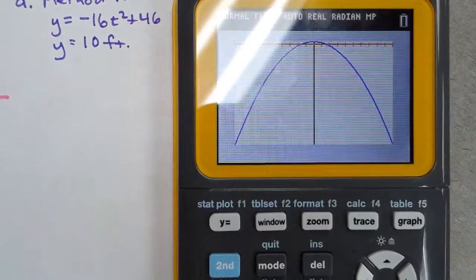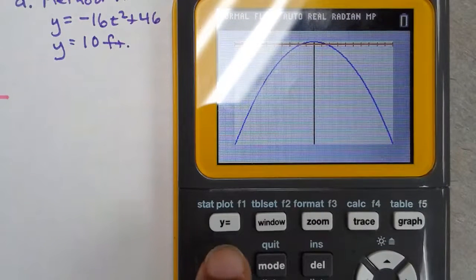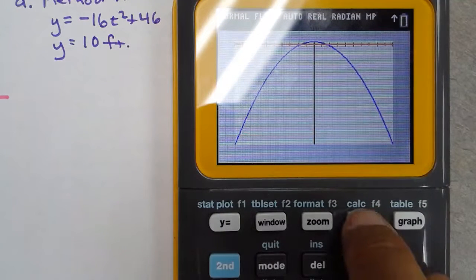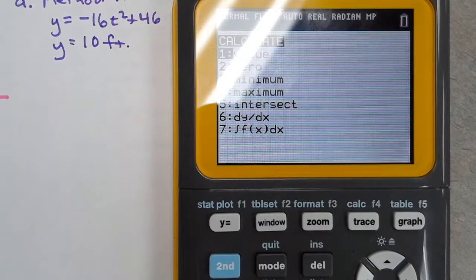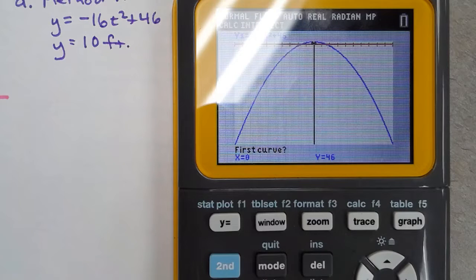So we're going to go ahead and hit the second button, which is right here. And we want it to calculate for us, which is this button right here. What we want it to calculate is where they intersect, which is number 5. You can hit 5 or hit enter after you arrowed down to 5. And now I'll say first curve, because you can have many curves going on here. And we only have 2 at this point.